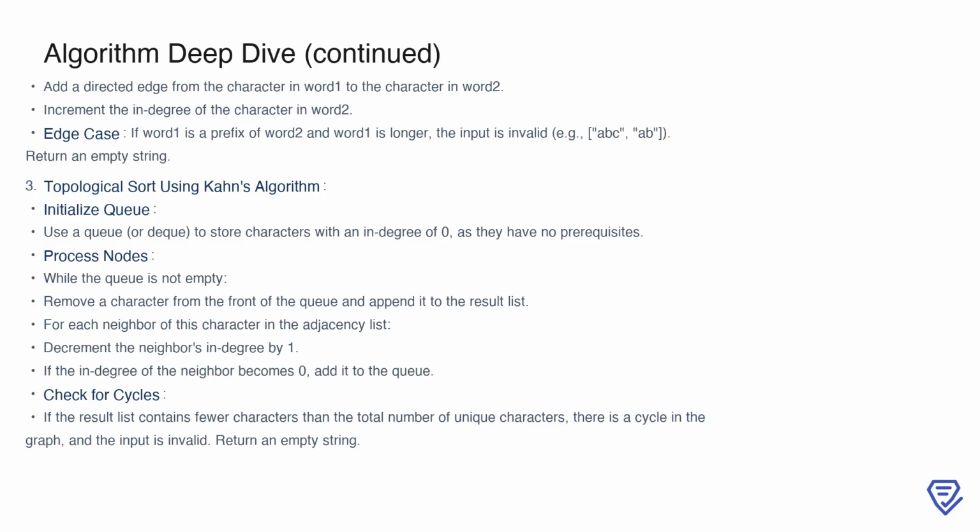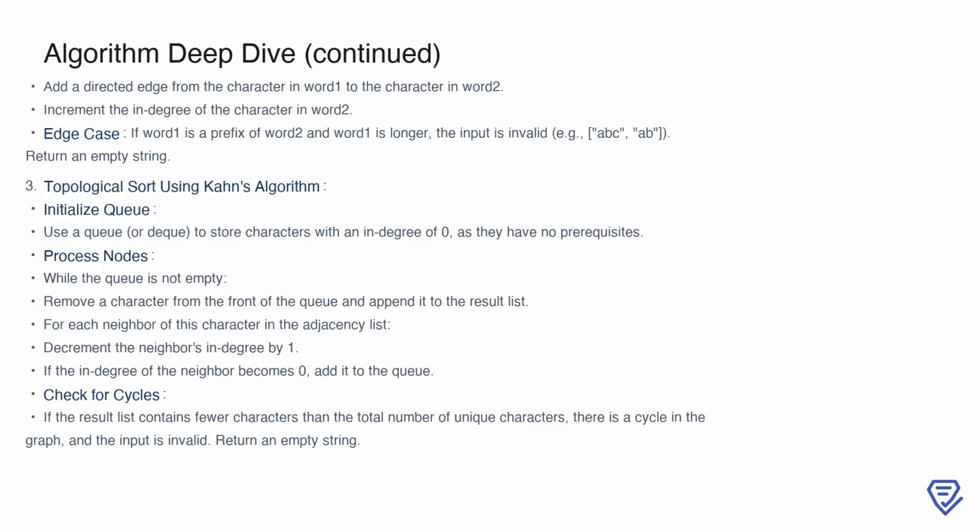Once the graph is constructed, the next step is to perform a topological sort using Kahn's algorithm. To begin, we initialize a queue to store characters with an in-degree of 0. These are the characters that don't have any prerequisites. From here, we process the nodes one by one, removing the front character from the queue and appending it to the result list. For each neighbor of the removed character, we decrement its in-degree by 1.